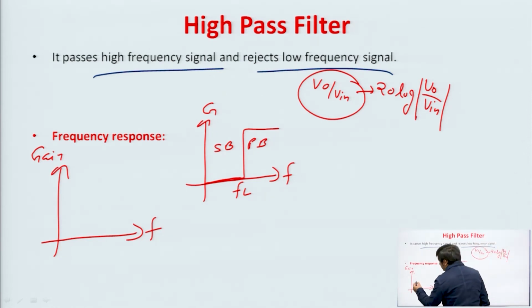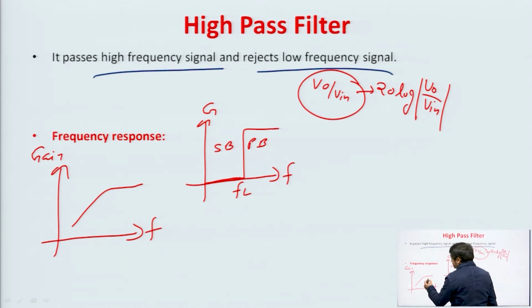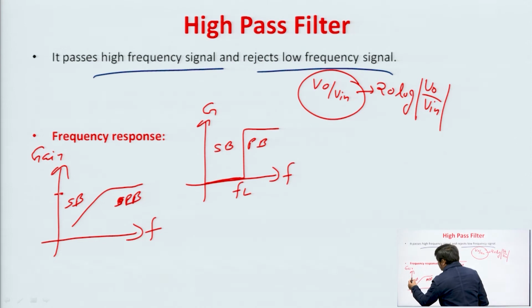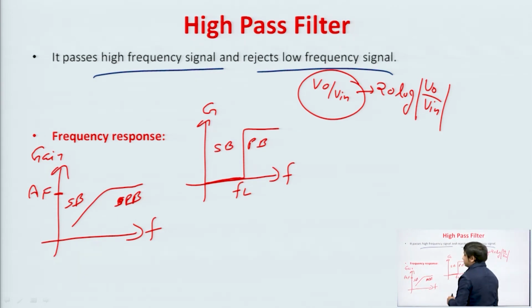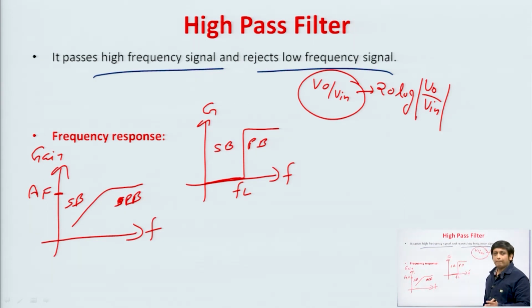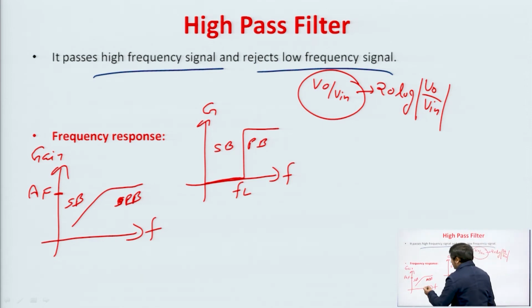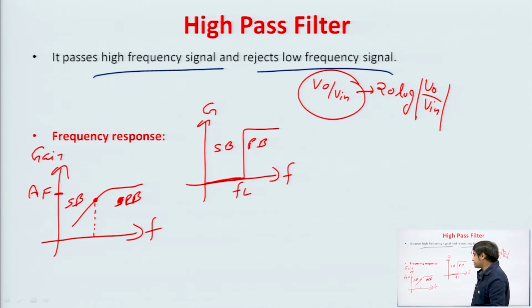So, practically the frequency response of high pass filter is this one. In this case this is pass band and this one is stop band. Again the maximum gain of this response of this filter is called the pass band gain AF. AF is the gain which we are getting in the pass band, and again the cutoff frequency is the frequency at which the gain is reduced by 3 dB of the maximum gain.